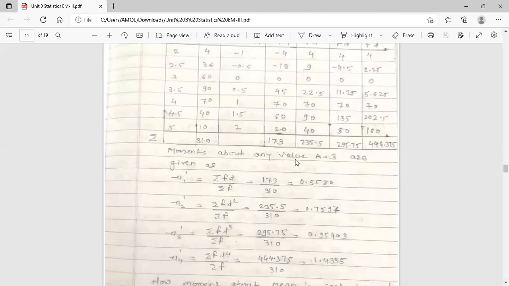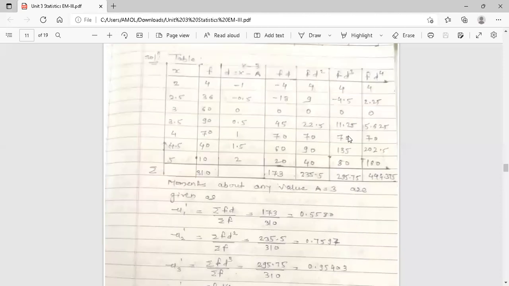Now moments about any value a equal to 3, our arbitrary mean. Moments about any value 3 means raw moments. Raw moments formula for the first raw moment mu1 dash: the formula is summation F D upon summation F. Summation F D is 173, and you put it upon summation F, which is 310. You do the calculation. It is 0.5580.